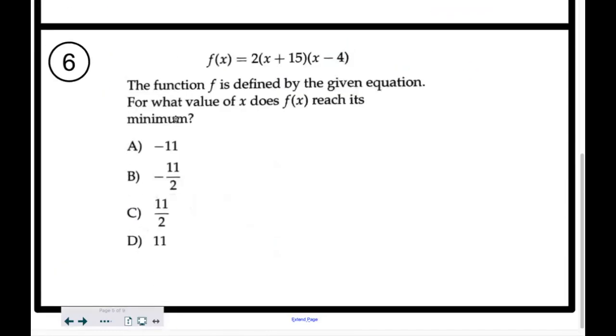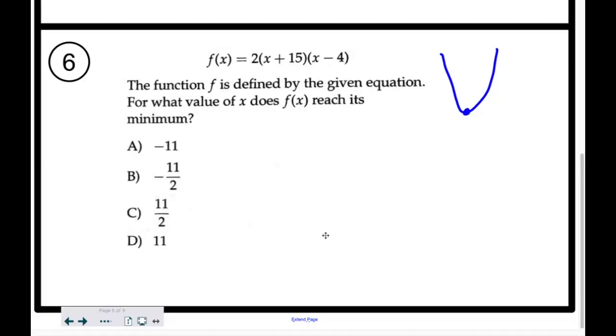All right. Number 6. This is again another one where we could easily use Desmos. Throw it into Desmos and find the x value that's a minimum. You throw it into Desmos, you're going to get a parabola, and just find the x coordinate there. That should be simple enough.